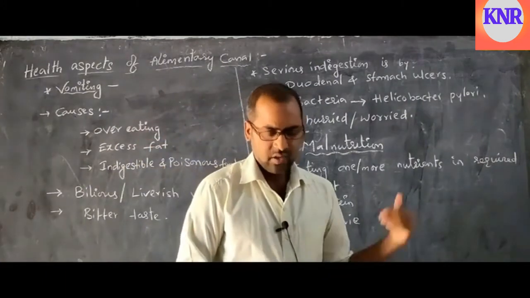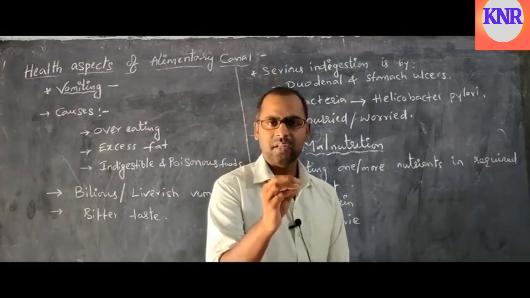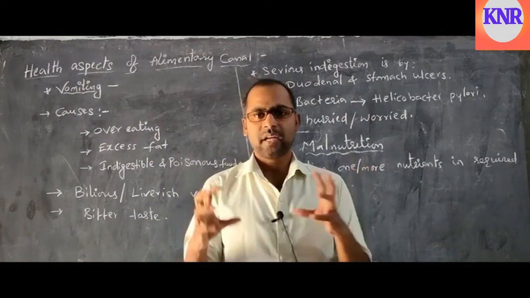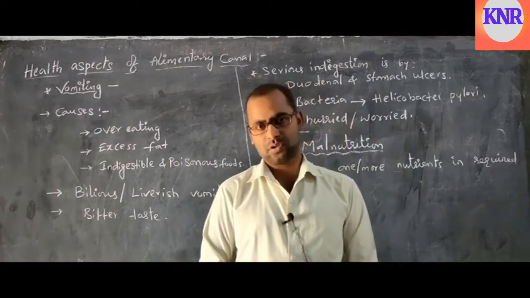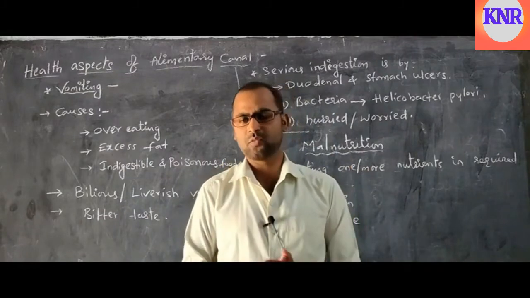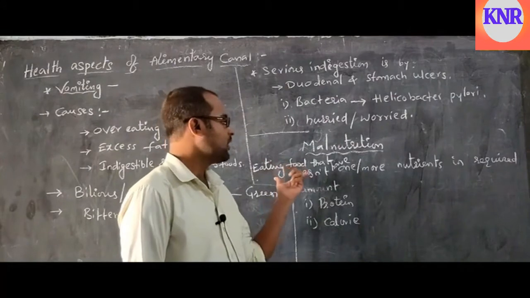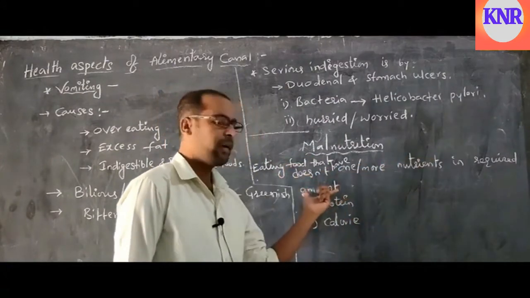And next one, diseases due to malnutrition. Proper nutrition is nothing but providing all the types of nutrients in required amounts to the body. So that is proper nutrition. What is malnutrition? Malnutrition means eating food that does not have one or more nutrients in the required amount.